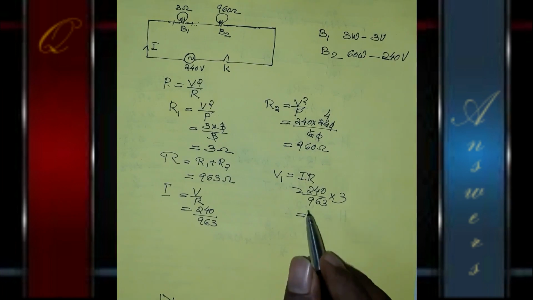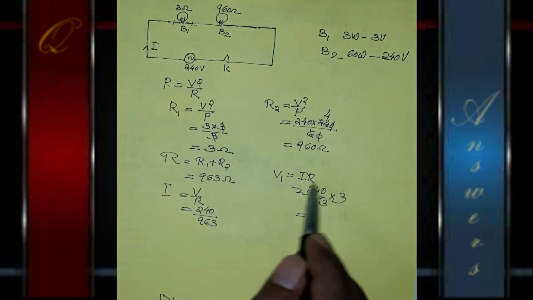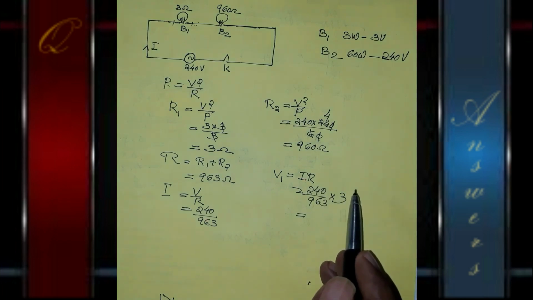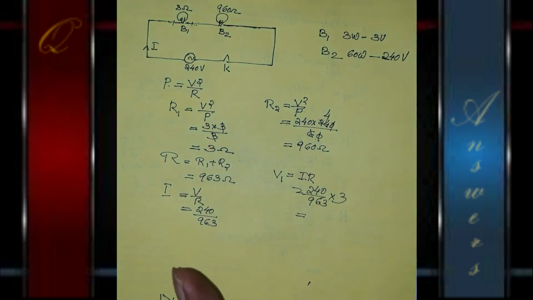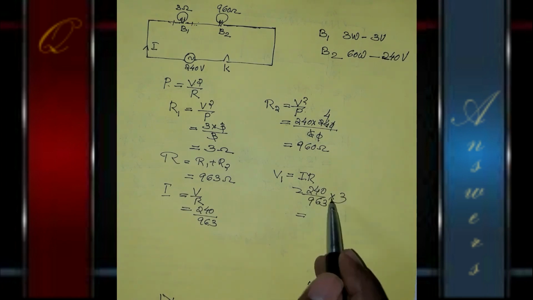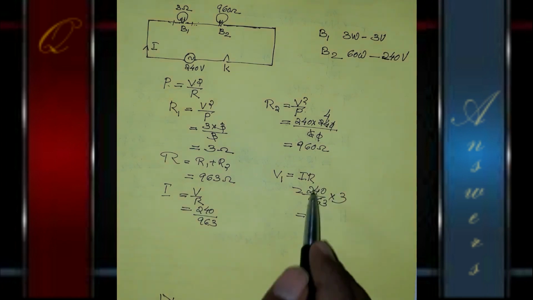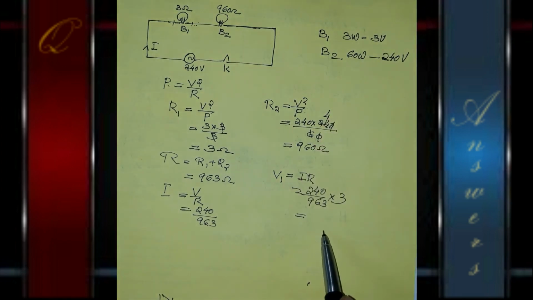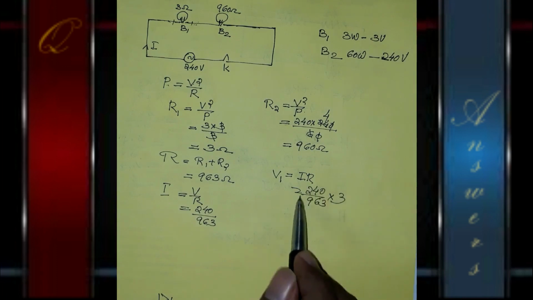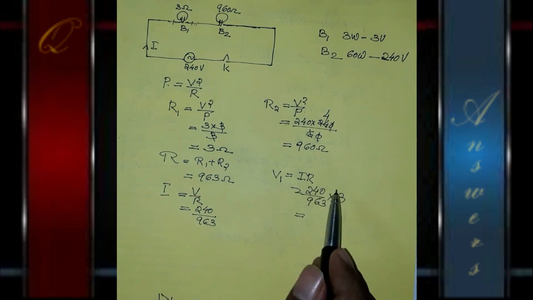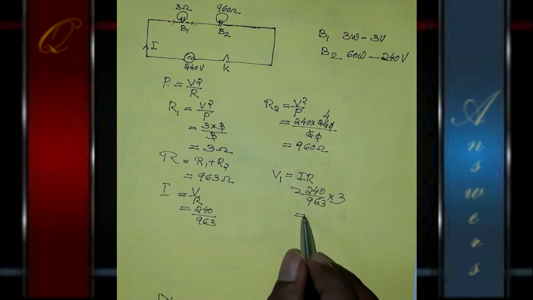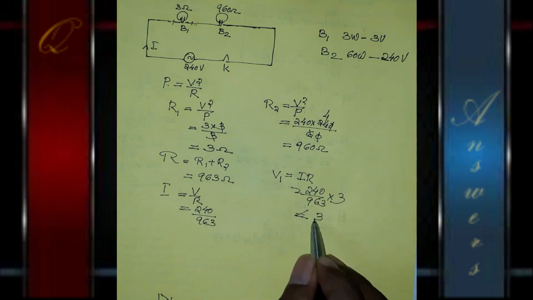You need not calculate this value numerically. You just simply compare whether this value becomes equal to, greater than or less than 3 volt. You have to compare whether the value is greater or less than 3 volt. You may say that this value will, of course, be very much less than 3 volt.